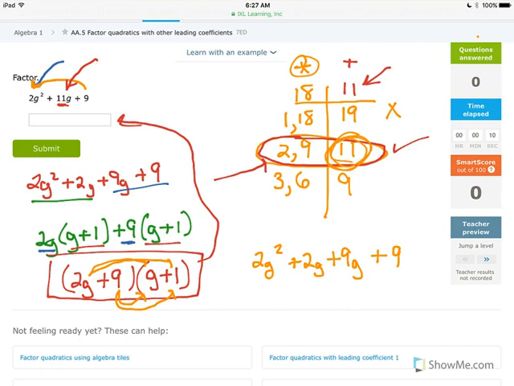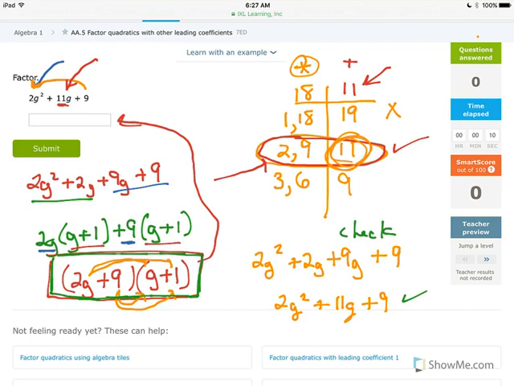And then if we simplify it back to its standard form, we get 2g squared plus 11g plus 9, which is what the original standard form was. So that would check out. Again, this is just checking your answer. This right here is what we want for the answer. Those are our two factors that make that original standard form.